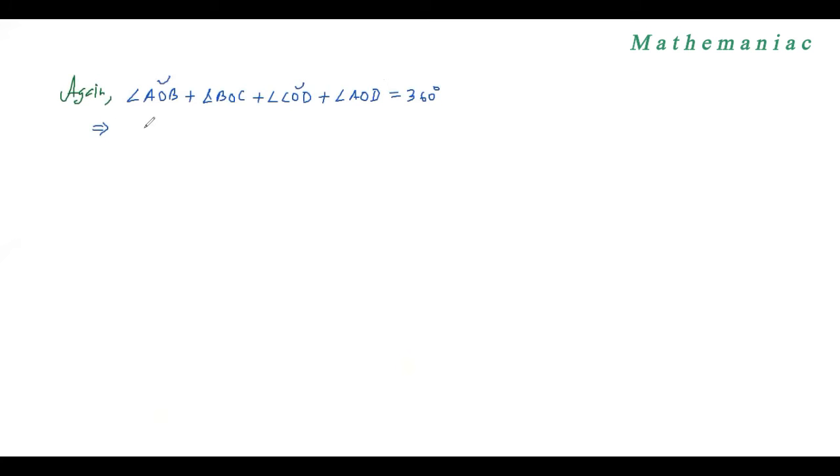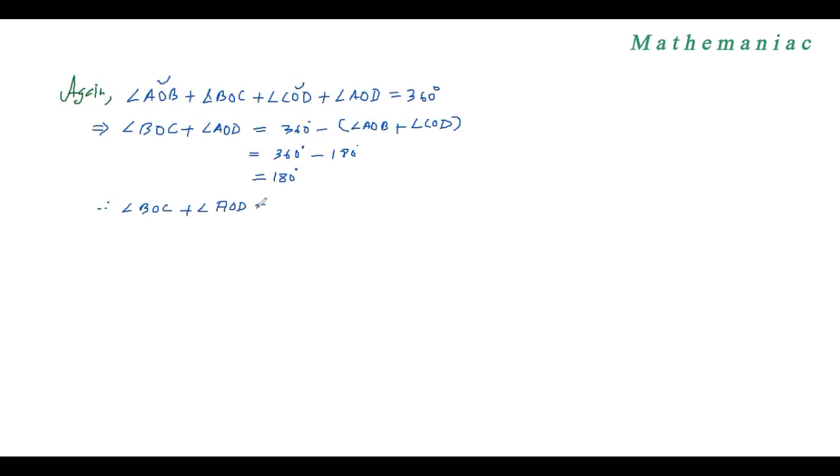So what I do, I want to keep BOC and AOD on the left side. And I want to subtract these 2 angles whose task is over. And now easily you can identify that this value is 180 degree. So this is also 180 degree. Therefore, you have got this equal to 180 degree, and that's the proof.